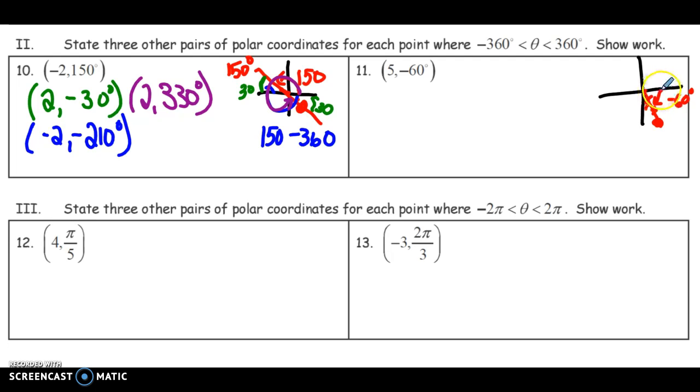Well, since this went clockwise to -60, what if we went counterclockwise? So 360 minus 60 gives us 300. So 300 degrees. Now we need to deal with our negatives.